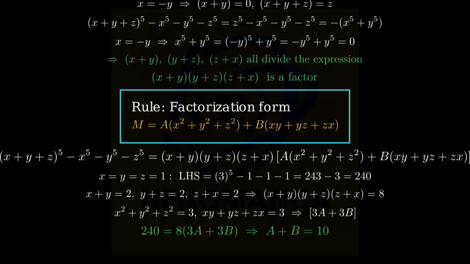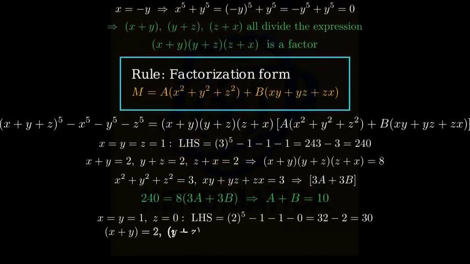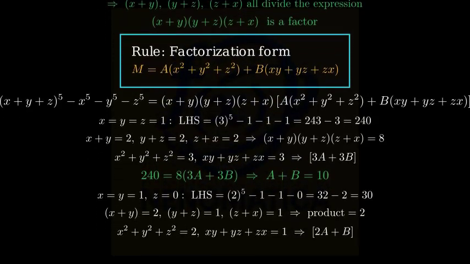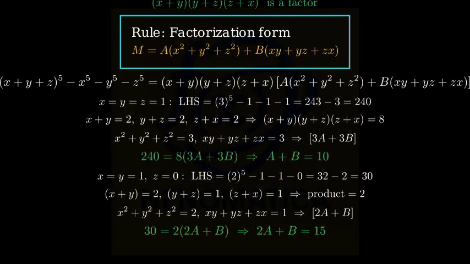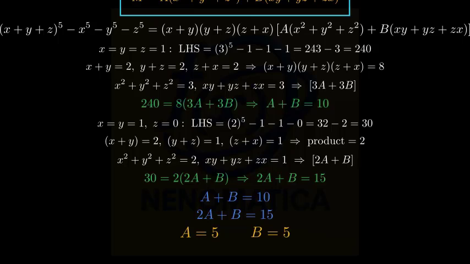Now, set x equal to 1, y equal to 1, and z equal to 0. The left side is 2 to the fifth minus 2 equals 30. On the right, the product is 2, and the bracket is 2A plus B. So 2 times the bracket equals 30, which gives 2A plus B equals 15. Solving the system, A plus B equals 10 and 2A plus B equals 15 gives A equals 5, and B equals 5.